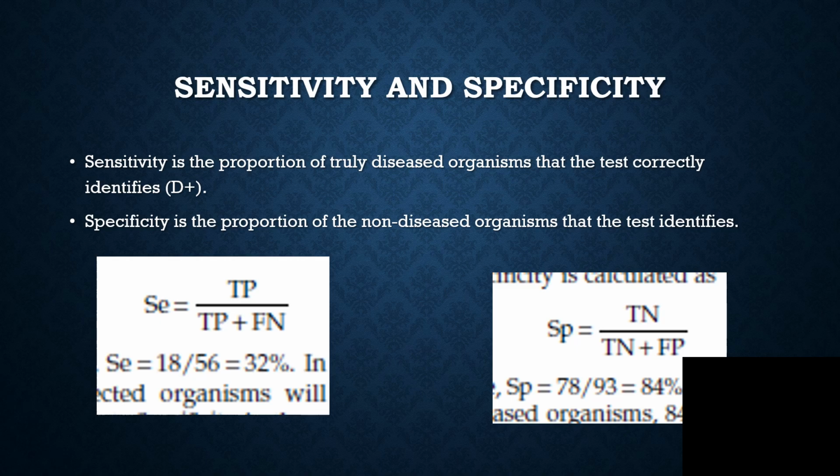Sensitivity is a proportion of truly diseased organisms that test correctly, whereas specificity is a proportion of the non-diseased organisms that the test identifies. Okay, and so again, you have the true positives and the false negatives, and the true negatives and the false positives involved in both sensitivity and specificity.